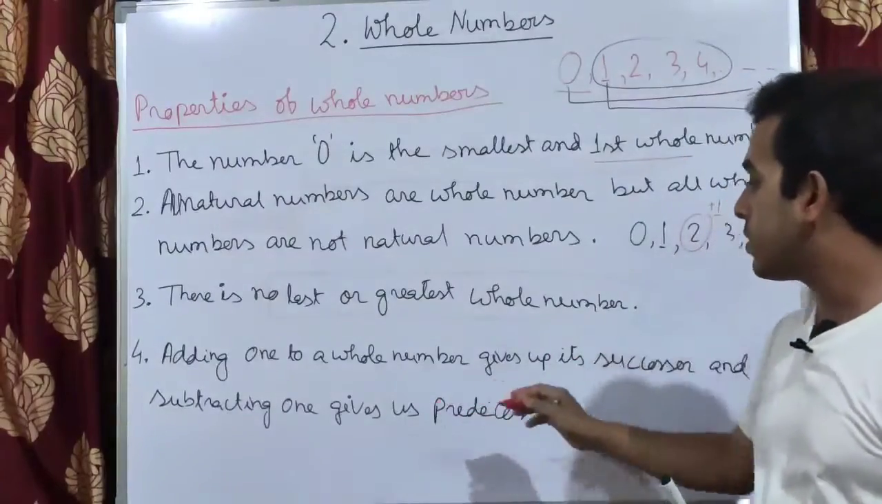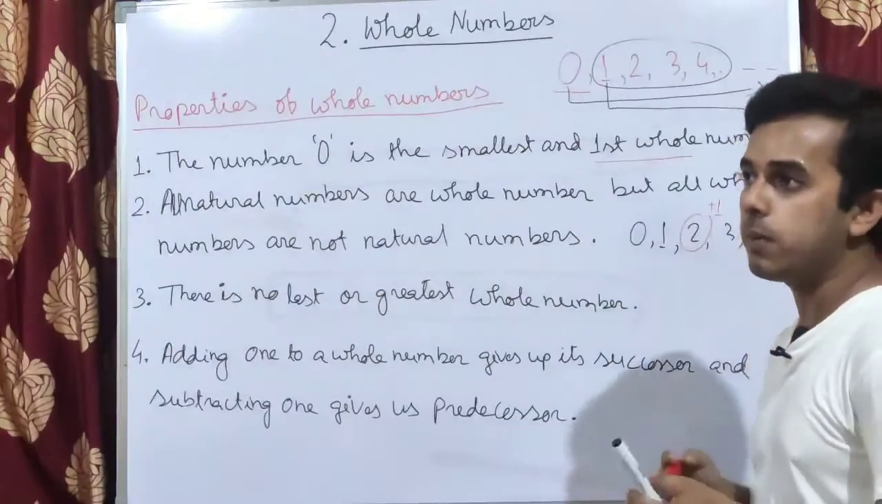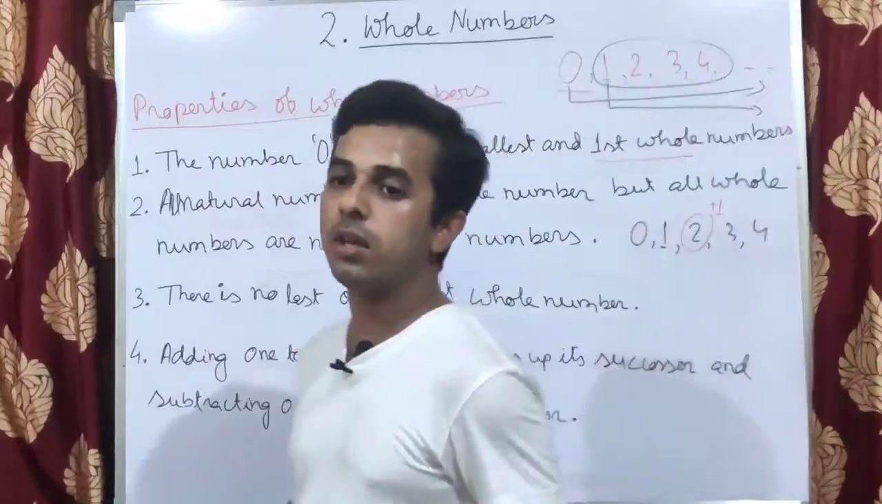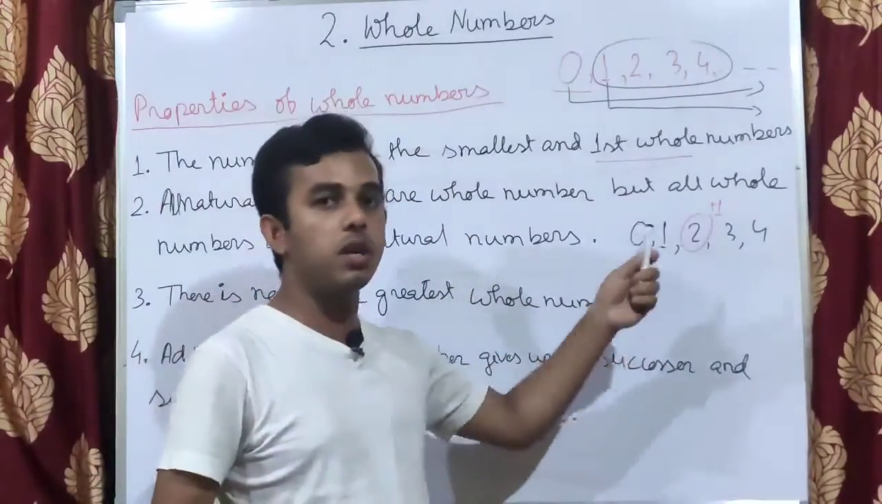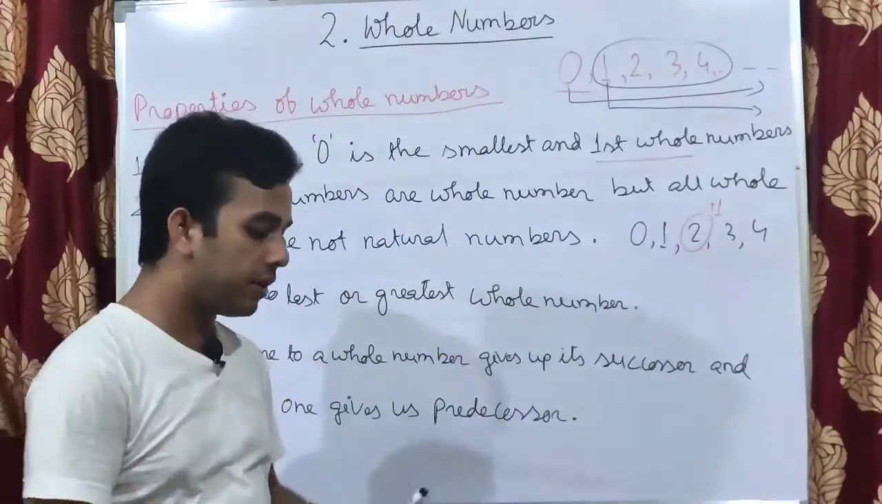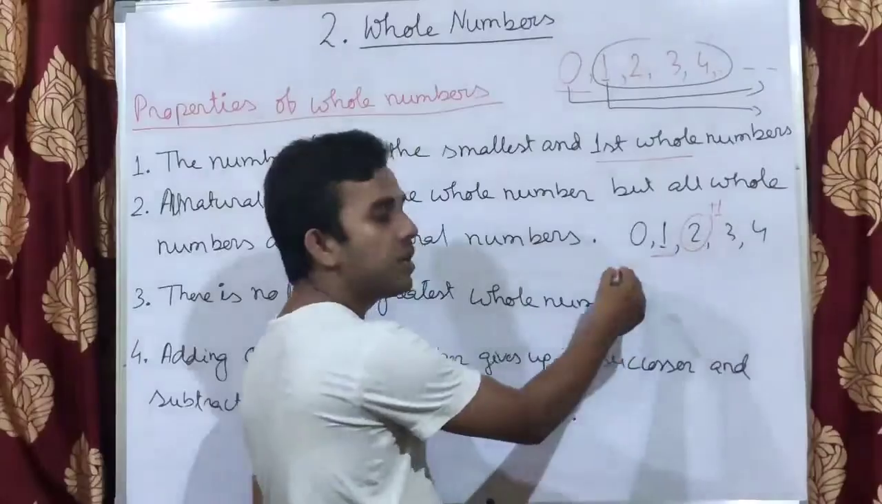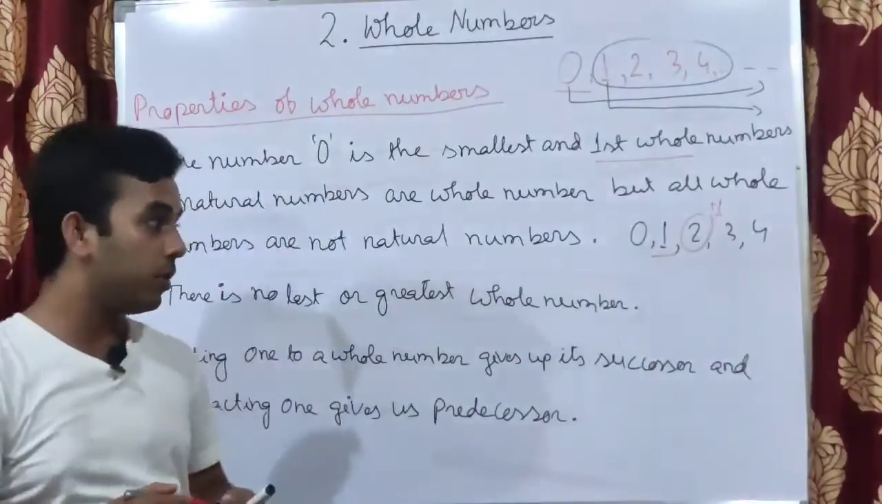And subtracting 1 gives us predecessor. This means that when we subtract 1 from a whole number, it gives us the predecessor. Predecessor क्या होता है? जो नंबर पिछले वाला नंबर है वही नंबर आता है. Suppose now from this if we subtract 1 from 2, the result will be what? The result will be 1. सो ये 2 का पिछला नंबर है ना, सो इसके लिए इसको predecessor बोलते हैं.